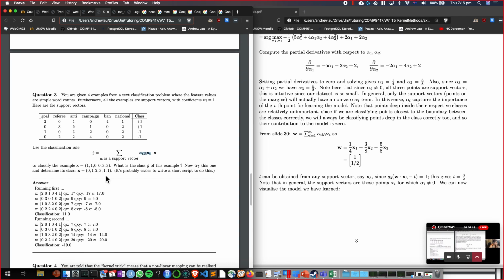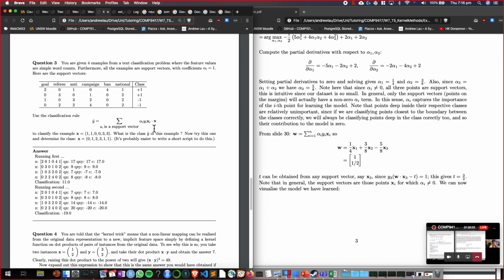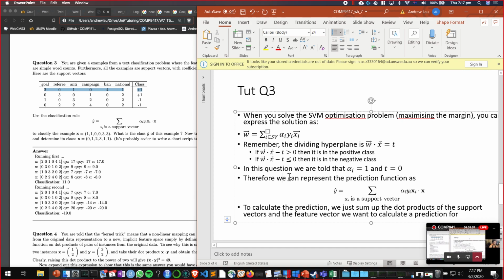So what's happening here is that we've got our support vector classifier, and we want to perform classification on 2 new data points, 2 unseen data points. How do we do this? We just use this formula, don't we? We go through each of these examples, and if it is a support vector, which all of them are, we take the dot product and multiply it by the class and multiply it by the weight. This guy here is the same as the weight.